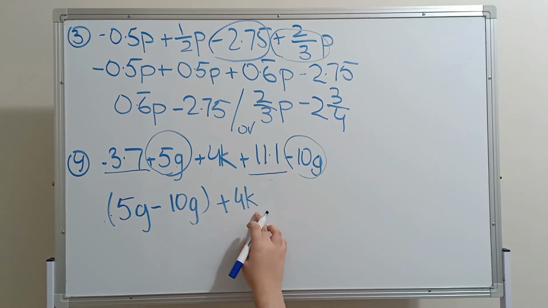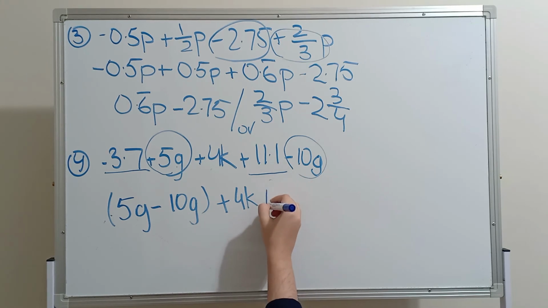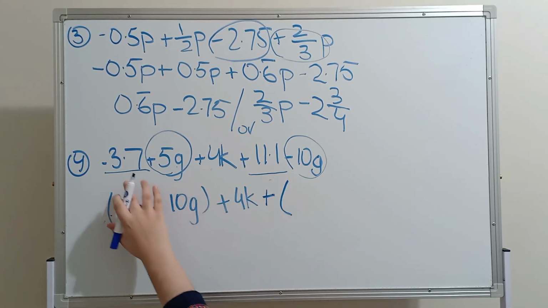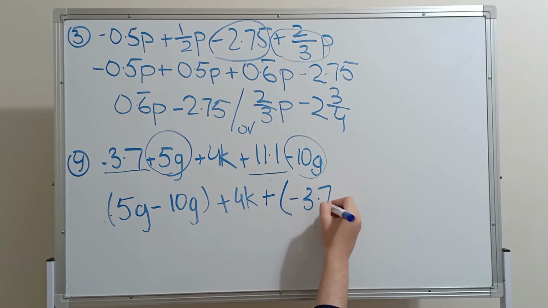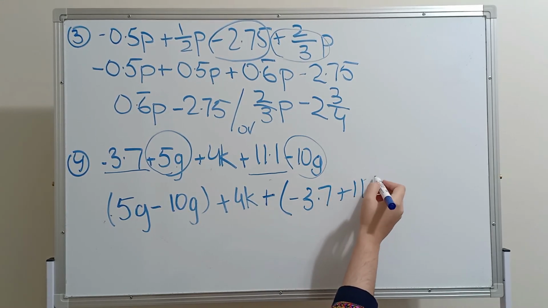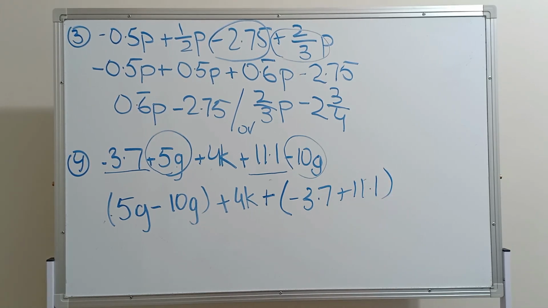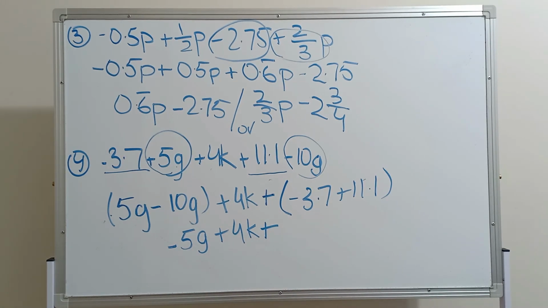So we need to put a sign here. We're going to put an add sign and parentheses, and we're going to solve these in here: negative 3.7 plus 11.1. So now we are going to first solve these, and then we can bring this as a whole expression. So 5g subtract 10g is going to give us negative 5g, plus 4k, which is going to stay the same, plus negative 3.7 plus 11.1, which is going to give us 7.4. It's going to be a positive 7.4.